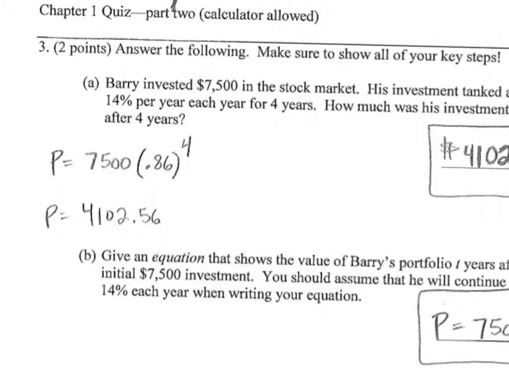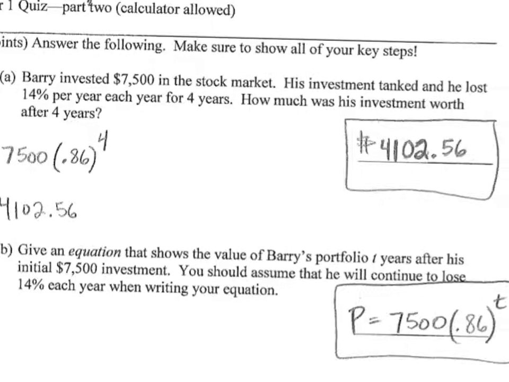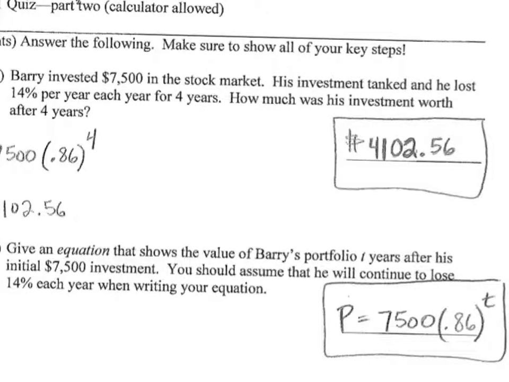$4,102.56 is my answer, and it's appropriate here to round to 2 decimal places since we are dealing with money, and you'll notice that that is how I've written my final answer.